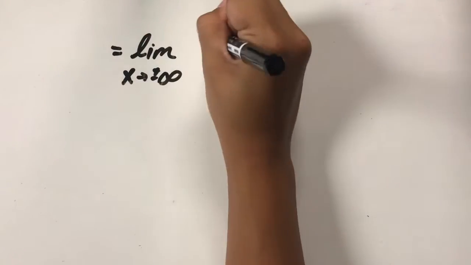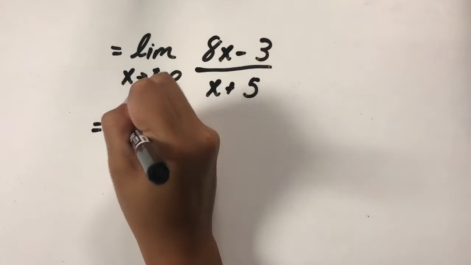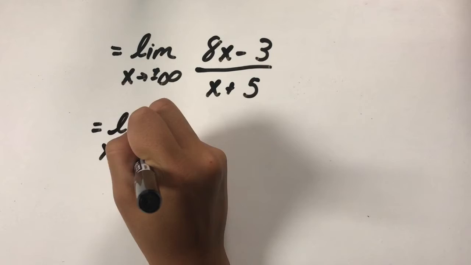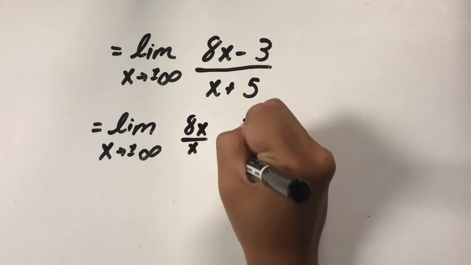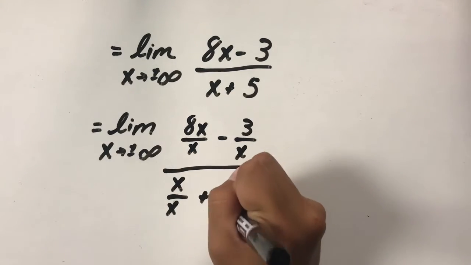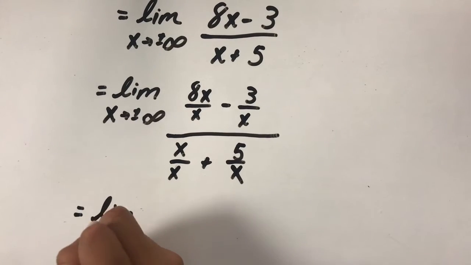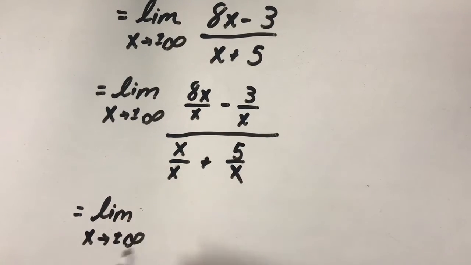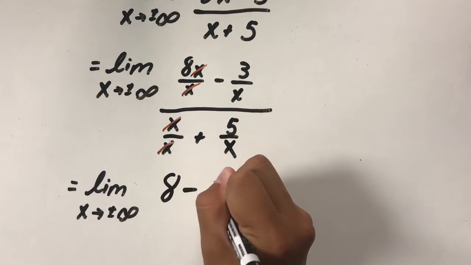Next, we will show you the longer method of this problem, which would still yield the same answer. In this method, you will divide by the variable with the highest power in the denominator. Here it is x to the first power, seen in the denominator. Eight x over x cancels out to 8, as x over x cancels out to 1.